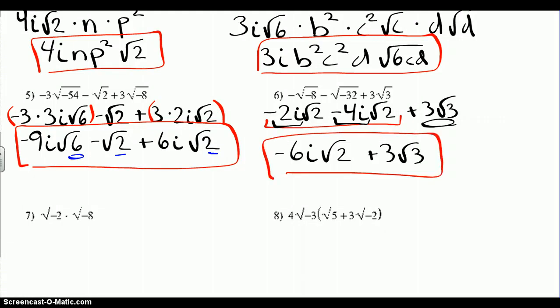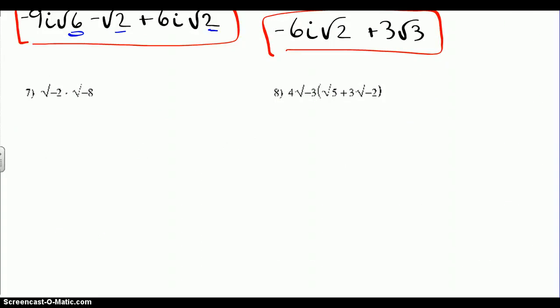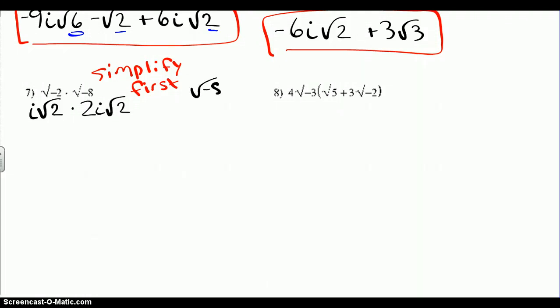Okay, 2 more problems on this page. Remember, with multiplication, the key here is to simplify first. That's key every time with imaginary numbers. Get that imaginary out from underneath the square root. So I can simplify this to i root 2. And I can simplify the square root of negative 8 to 2i root 2, because the square root of negative 8 is the square root of negative 4 times 2, which simplifies to 2i root 2.